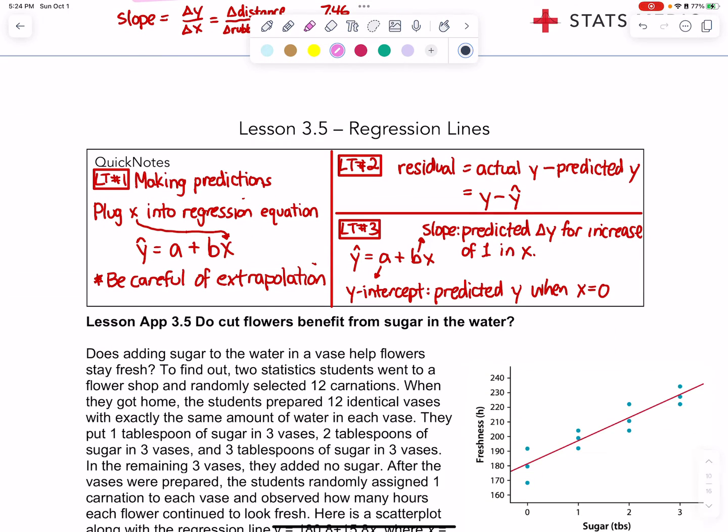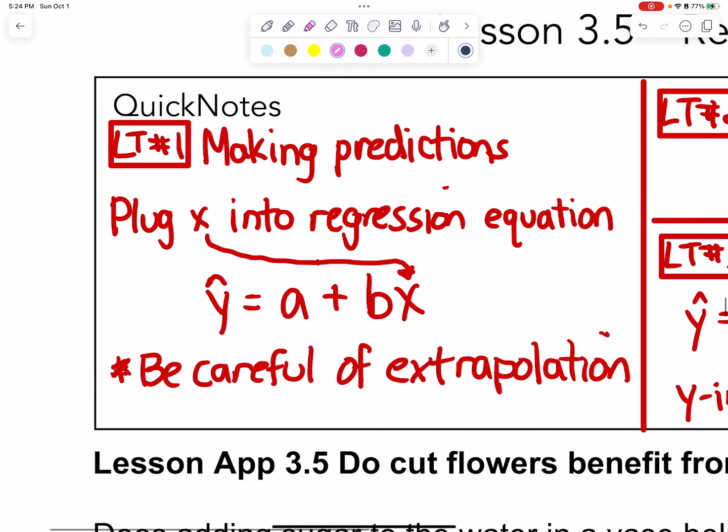So, with our regression lines, the learning target number 1 is making predictions. To make predictions, you're just going to plug in your value to my x, and then you're going to solve. But be careful of extrapolation. If it's outside my domain, you cannot, and it is not reliable. We're not necessarily saying it's wrong. We're just saying it's not reliable.